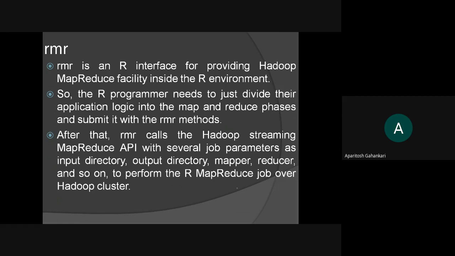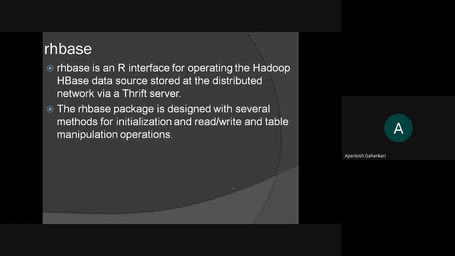The next is your RMR. This is providing an interface for MapReduce facility inside the R environment, so that the programmer needs to just divide their application logic into map and reduce phases. As we have seen, there will be the map phase and there will be the reduce phase. In the same way here things are going on. After that RMR calls the Hadoop streaming with several job parameters such as input directory, output directory, mapper, reducer, and so on over the Hadoop cluster. And that is how this RMR works.